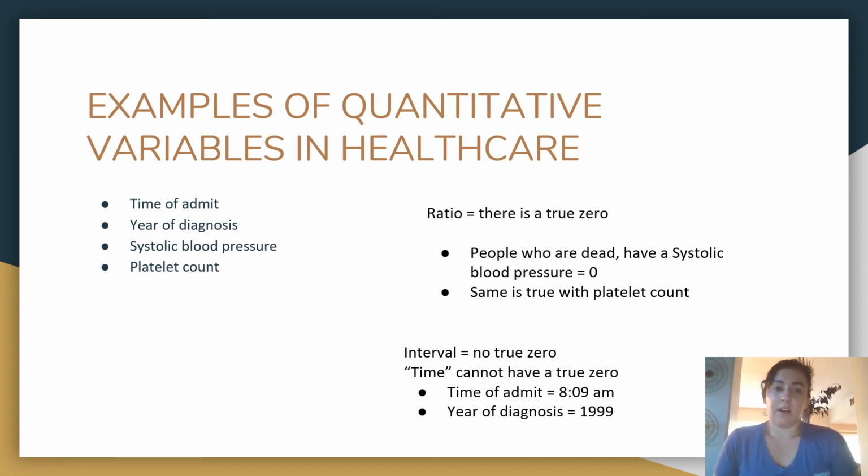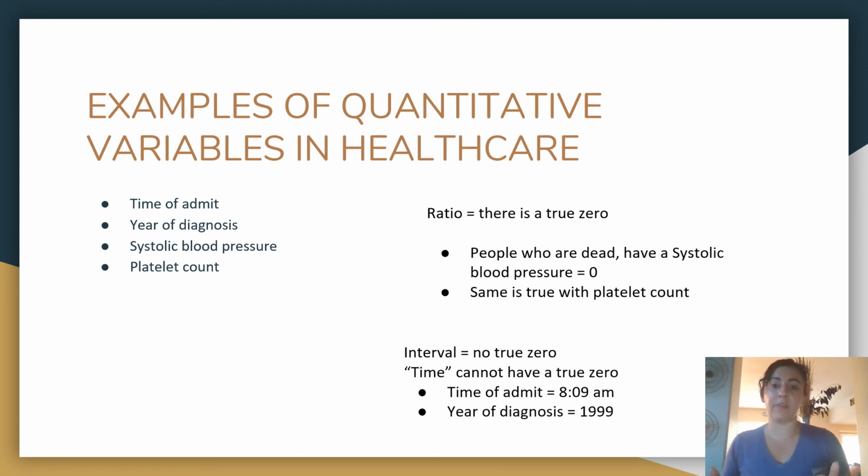So the values you can use for a ratio would be the systolic blood pressure and the platelet count. Okay, because systolic blood pressure, that's your blood pressure. If you ever hit zero with your blood pressure, you would not be alive, right? So you can't get negative numbers with systolic blood pressure. Same thing with platelet count. If your platelet count hit zero, you would not be alive. So you can never have zero or negative numbers with that. It's always higher numbers. Okay.